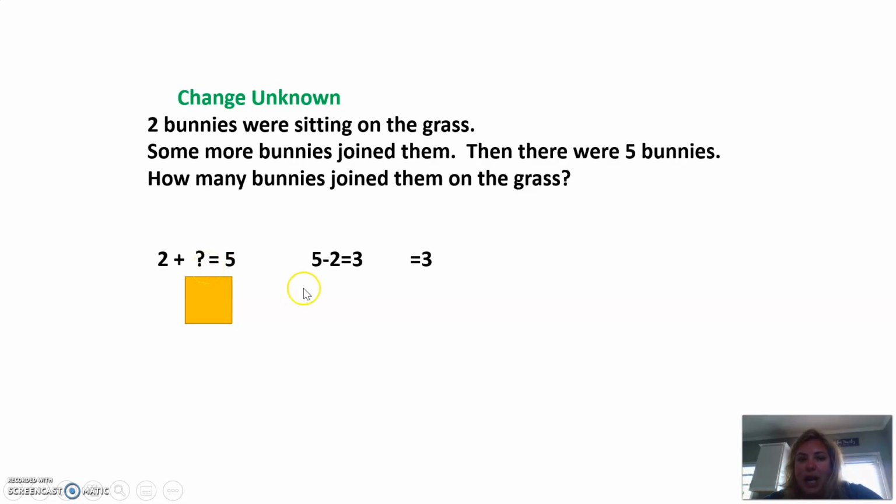So I thought I could take and I could do the opposite operation, which is subtraction. I can say 5 minus 2, which is equal to 3. And then I ask myself, does that make sense? Does 2 plus 3 equal 5? 2, 3, 4, 5. Yep, it does.